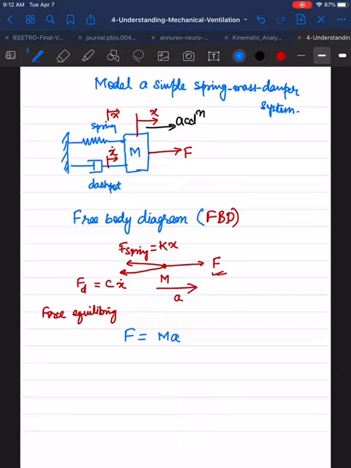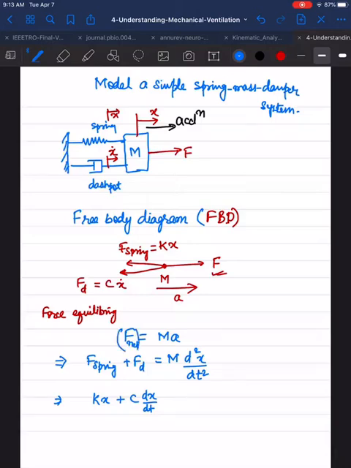So what is this F? F I can write F spring plus F damper is equal to m times d2x by dt square. F spring I can write kx plus c x dot, dx by dt. So this is my F net.